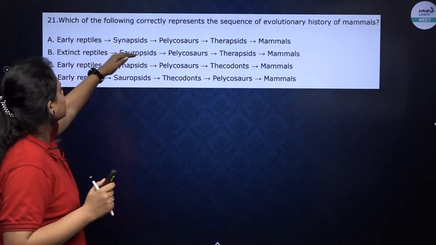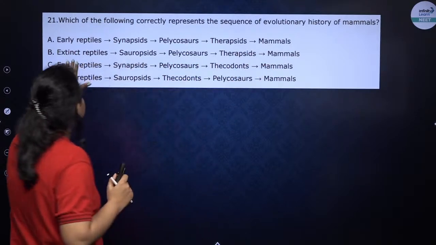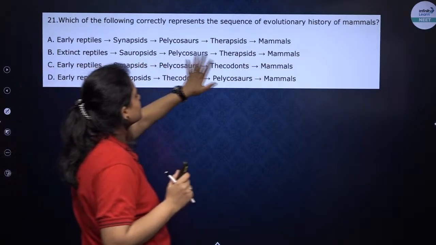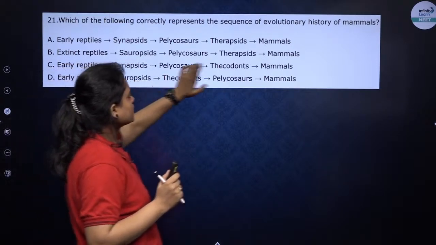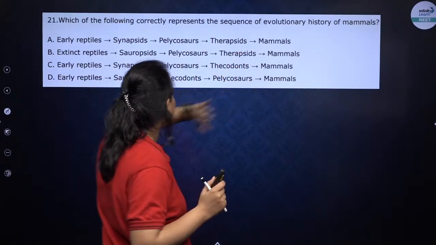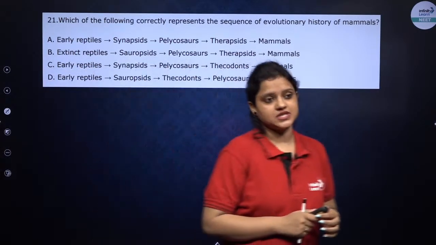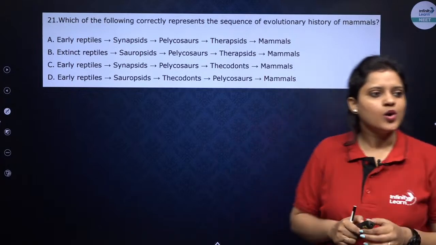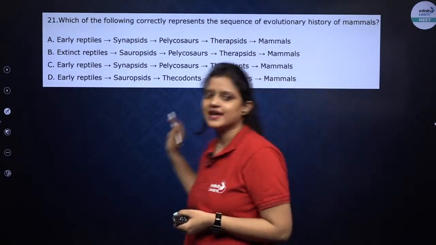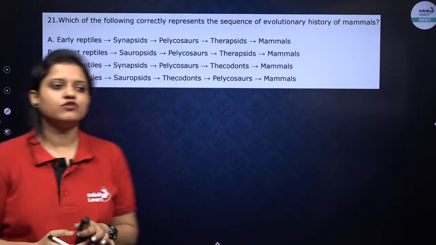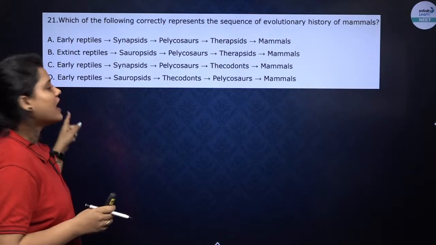Early reptiles, synapsids, pelycosaurs, therapsids and mammals. Extinct reptiles, sauropsids, pelycosaurs, therapsids, mammals. Early reptiles, synapsids, pelycosaurs, thecodonts, mammals. Early reptiles, sauropsids, thecodonts, pelycosaurs and mammals. Okay, so Pravneesh has given me B as the correct answer. Very good, Pravneesh. I want all of you to tell me what your answer will be.